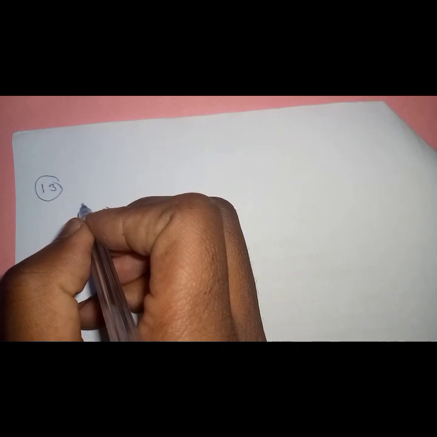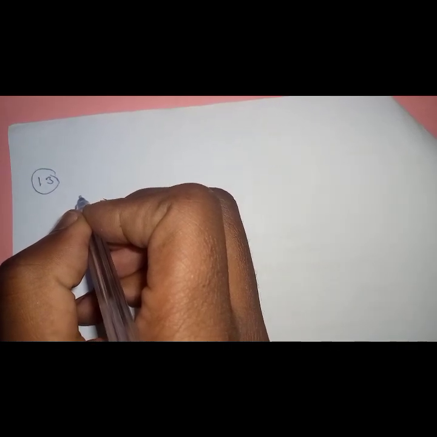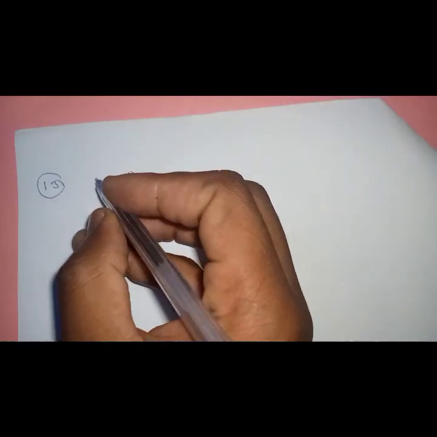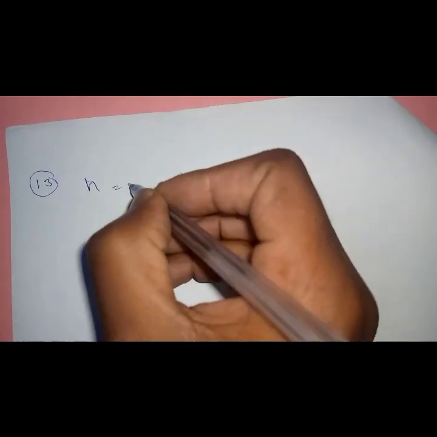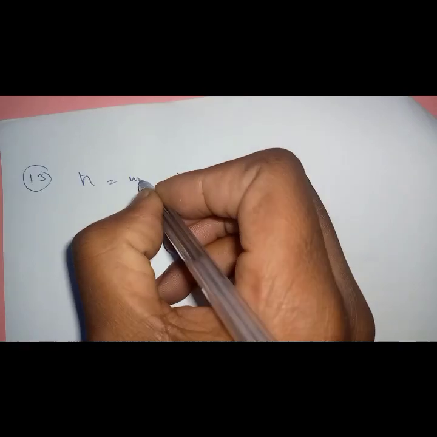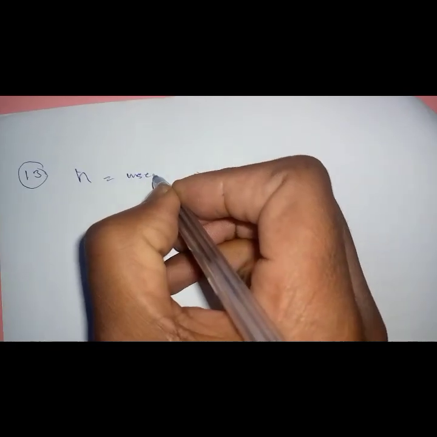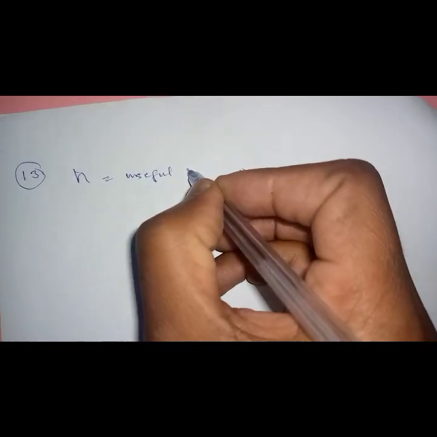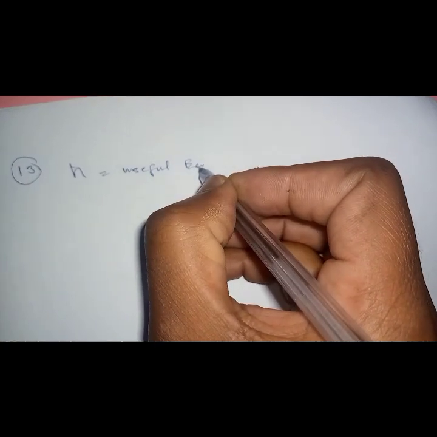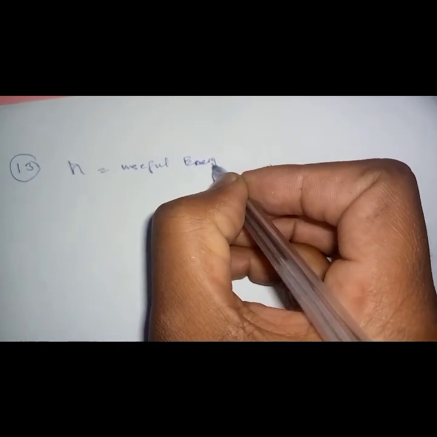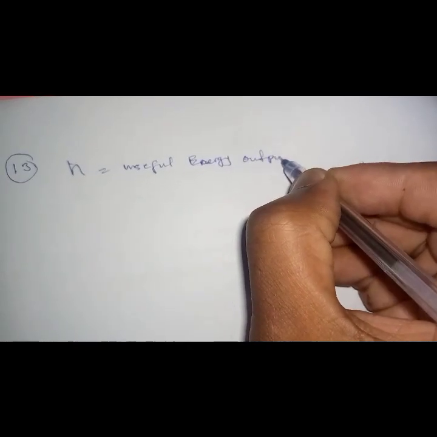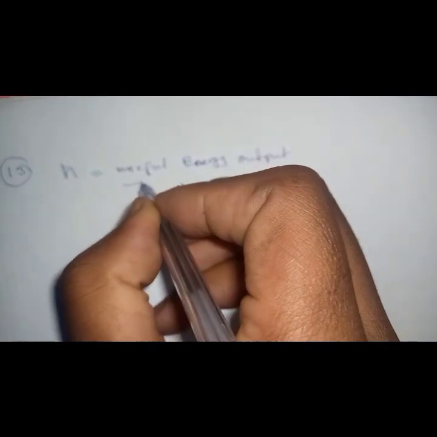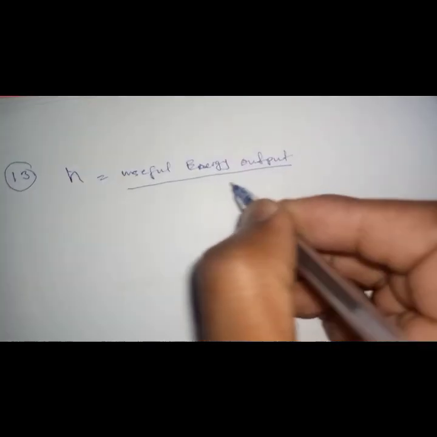Our number 13 reads, which of the following gives the efficiency of an energy conversion? So just to go straight to our point, the correct answer should be efficiency, eta, equals useful energy output divided by the total energy input.